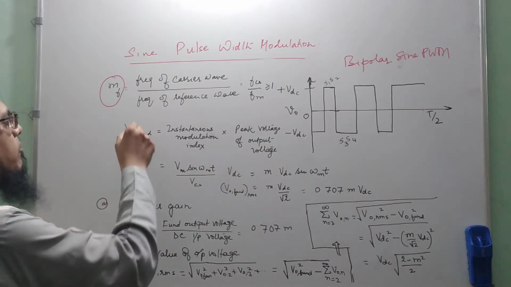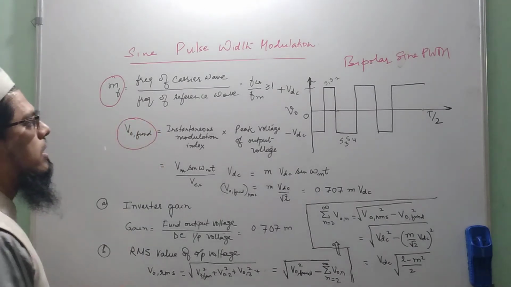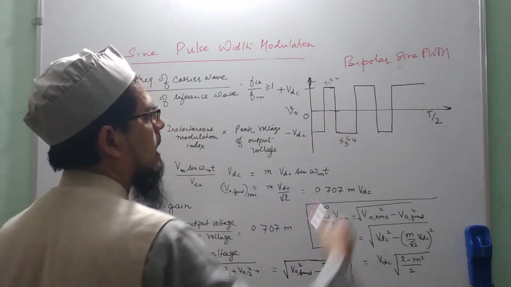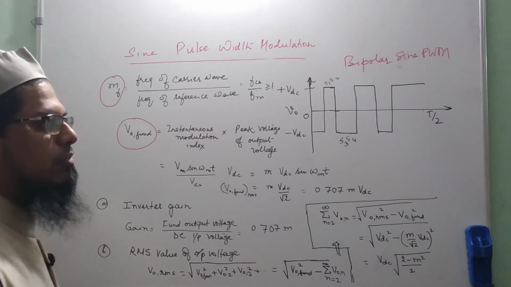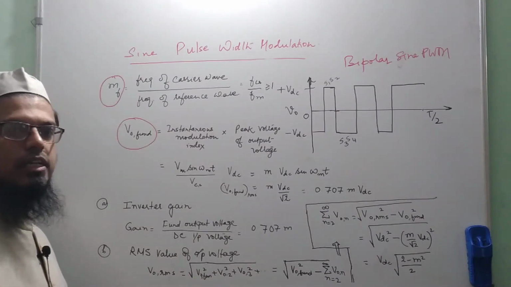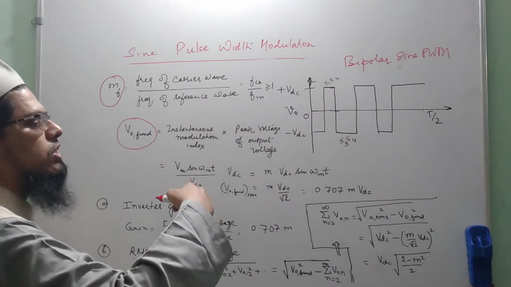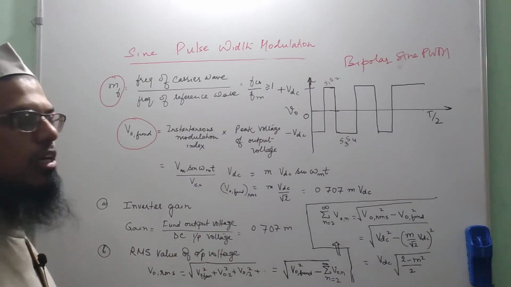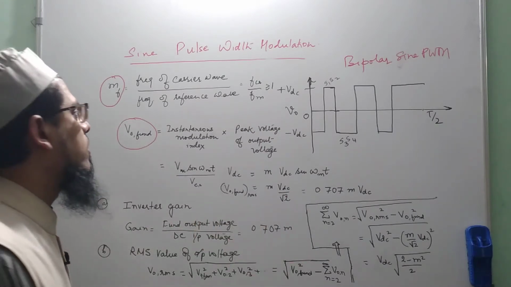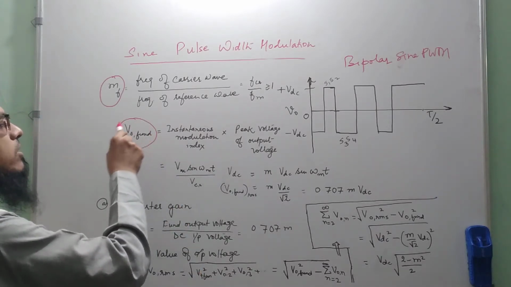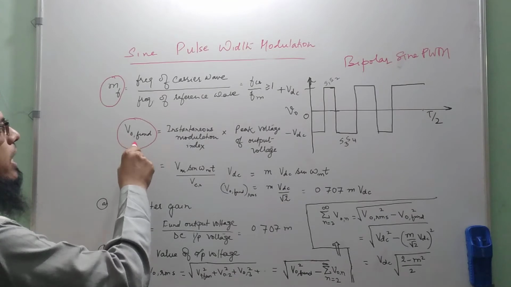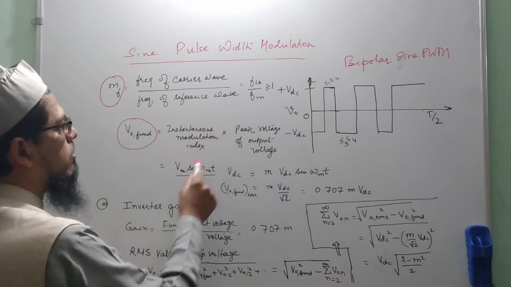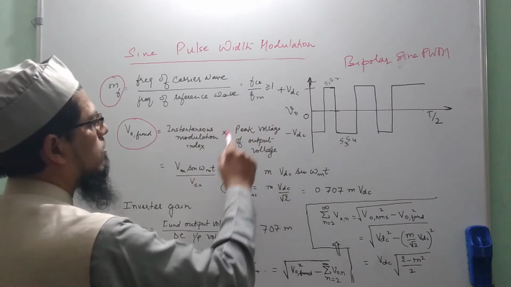Then the fundamental of the output voltage for this waveform, this is a square wave. This waveform can be represented in Fourier form as a sum of infinitely many sinusoids with increasing harmonics. So the fundamental of that will have an equation: the instantaneous modulation index into the peak voltage of the output voltage.